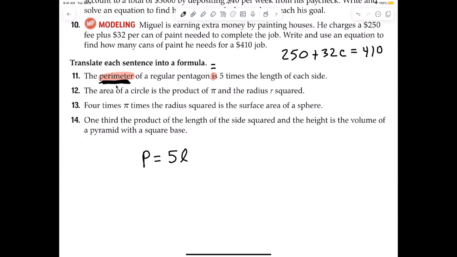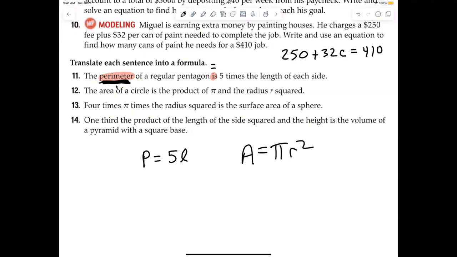All right, Katie, number 12. Miss Lupin, go. So what do I have to do? What's area? What letter? A equals, that's it. Pi r squared. A equals pi r squared.